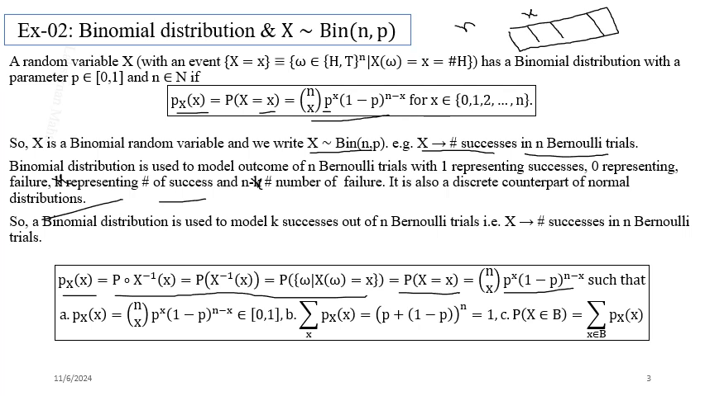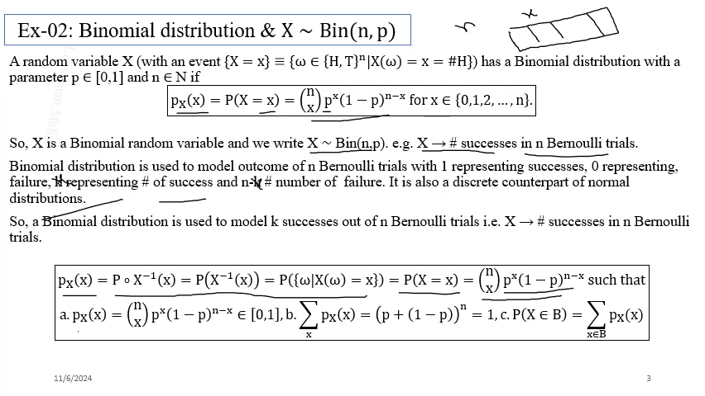And how many such outcomes would there be? N choose x. So that's why this is the corresponding binomial distribution. It also satisfies all three properties of a probability mass function. What is the first one? That it takes values between 0 and 1, including 0 and 1. If p equals 0, it would be 0. If p equals 1, it would be 1.